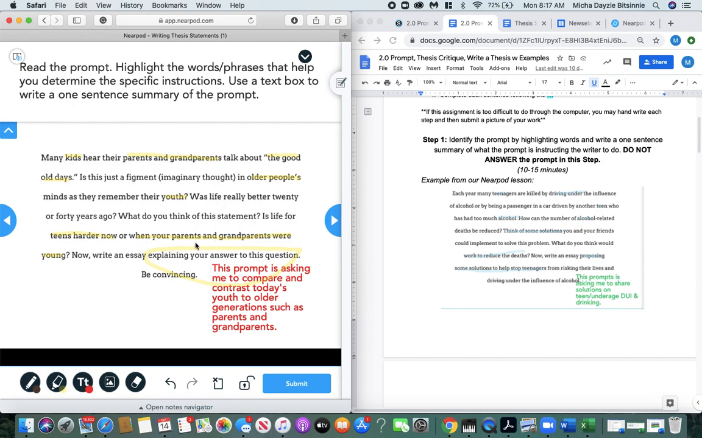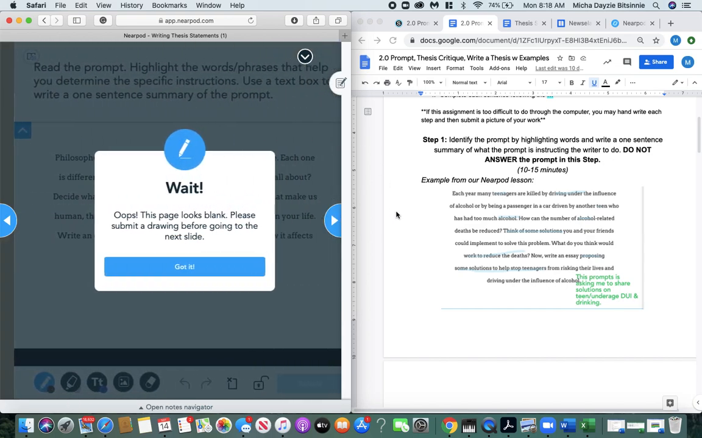So I'm going to now, number 2, use a text box to write a 1-sentence summary of the prompt. So here's my answer. This prompt is asking me to compare and contrast today's youth to older generations, such as parents and grandparents, all right? And make sure you submit that. Oops, what's going on? A little slow here. Oh no, there we go.